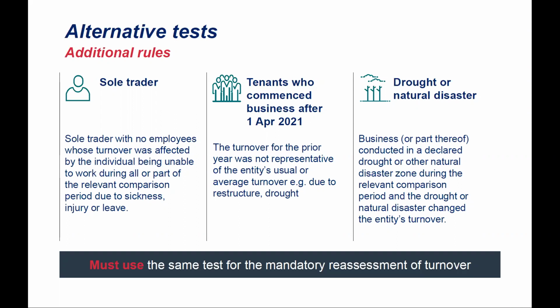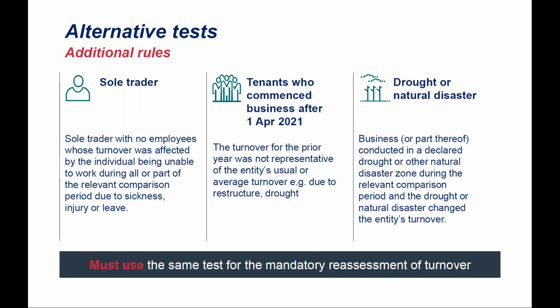So in that case, the comparison turnover is the turnover from the month immediately before the month of sickness or leave, and then multiply that by 3. So you see they're trying to exclude the effect of that sole trader or partner's absence from the calculation.